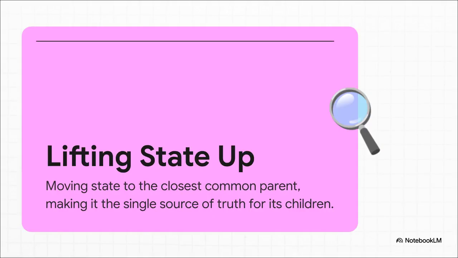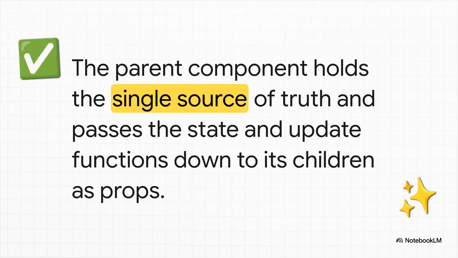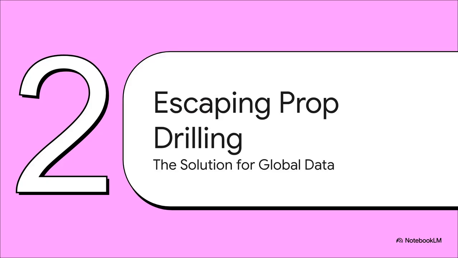So what's the solution? We lift state up. Now, it might sound a little fancy, but the idea is actually super simple. We just move the state to the closest shared parent. That parent becomes the one and only source of truth for its children. So now the parent component owns the to-do state, and it just passes that state down to both children as props. Any updates, they all happen in one single place, and React handles re-rendering both children with the correct data. Problem solved.